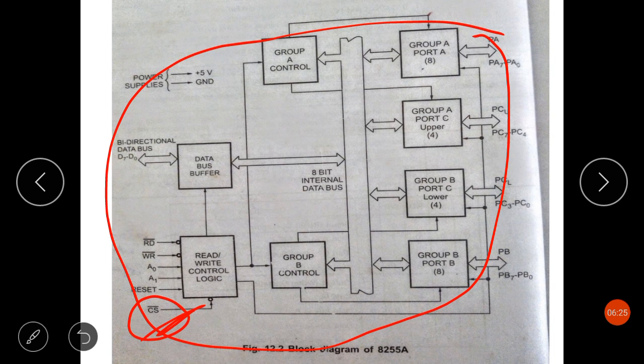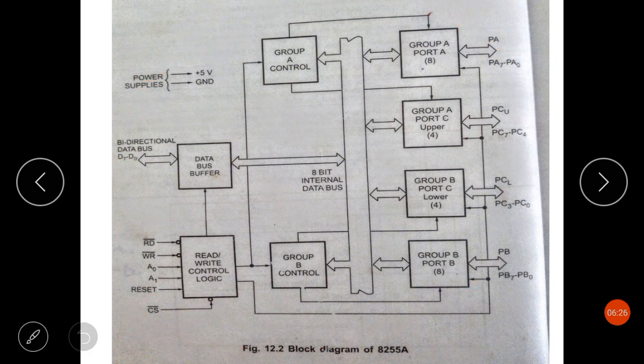Now this reset is an active high input that is used to reset the 8255. So whenever this reset input is high, the control register is cleared and all the ports are set to the input mode.